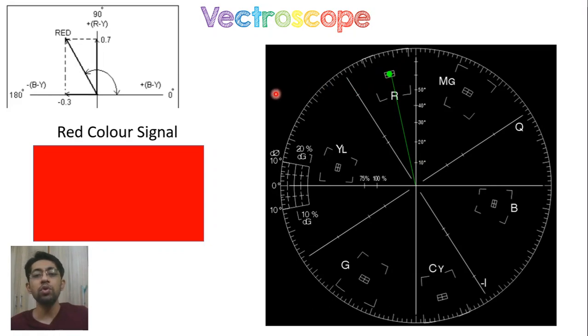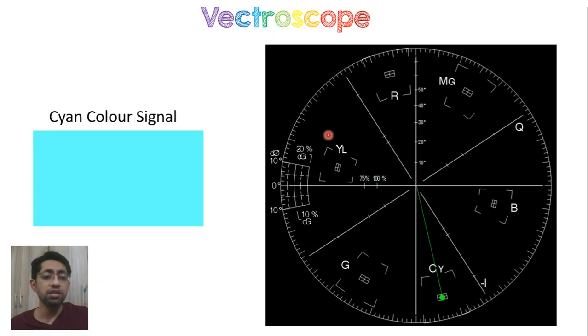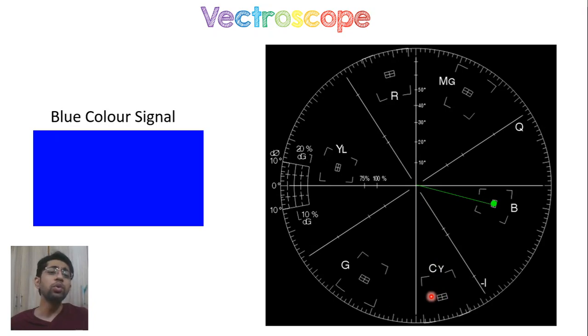Now similarly, if you apply any other color to the vectorscope, let us say you apply the signal which corresponds to yellow color, the vectorscope will fetch the chrominance signal and plot it onto the screen. So if it is pure yellow color, then that vector will end up in the box of the yellow color. Similarly, let us go with the next color, which is cyan. If it is cyan color, then yes, it will plot the vector into the box of cyan. Similarly for blue, if it is blue color, then obviously that vector will end up in the box corresponding to the blue color.